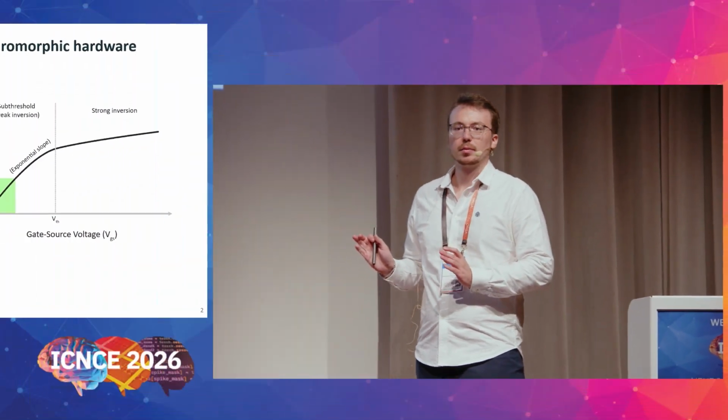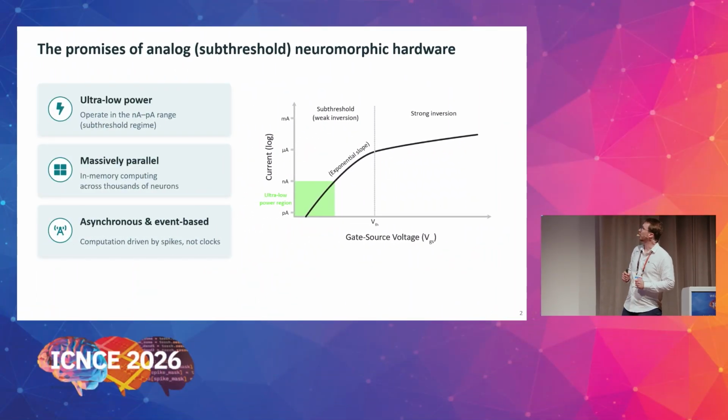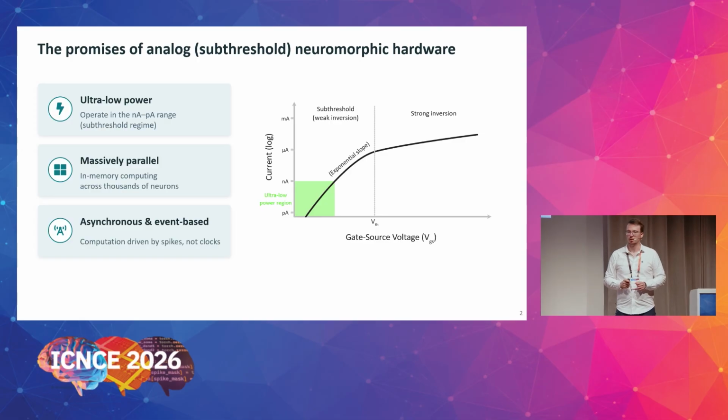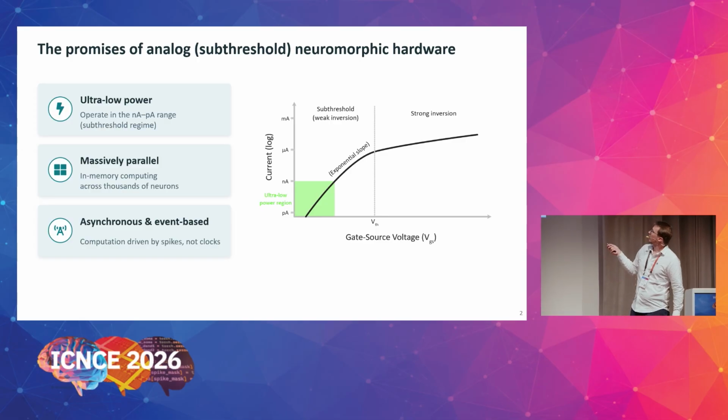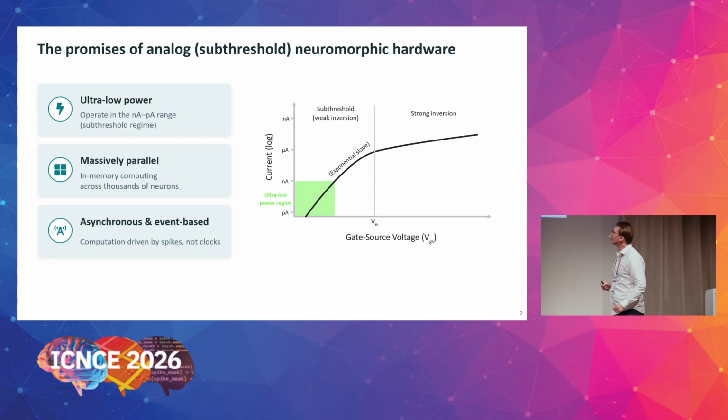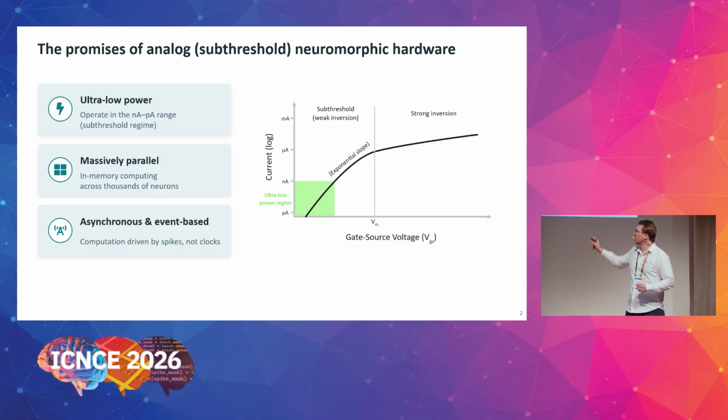So let's set the scene. Why do people love analog neuromorphic hardware? Well, here on the right side, you have the current to gate voltage curve of a CMOS transistor. And when you work with subthreshold analog hardware, we like to work in the left region of this curve, which is the subthreshold regime, where you have a nice exponential relationship between current and voltage, and you also have ultra-low currents, nanoamps, picoamps, or even below.